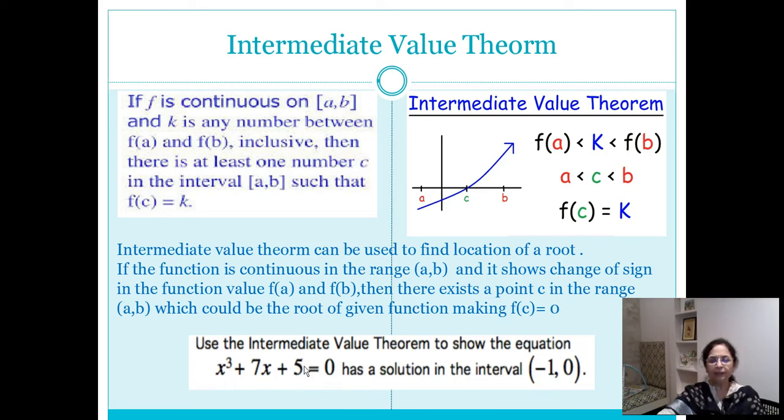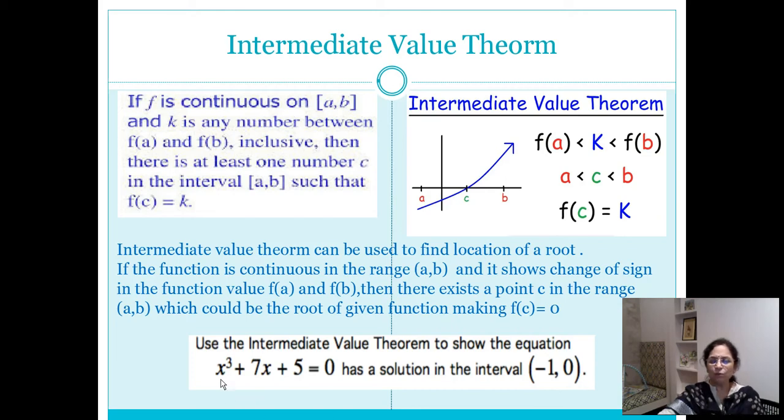So we can prove that there will be some point between -1 and 0 at which the function root lies, which we call the solution of the given polynomial expression. You can try solving this equation and verify that there is surely one root between -1 and 0.